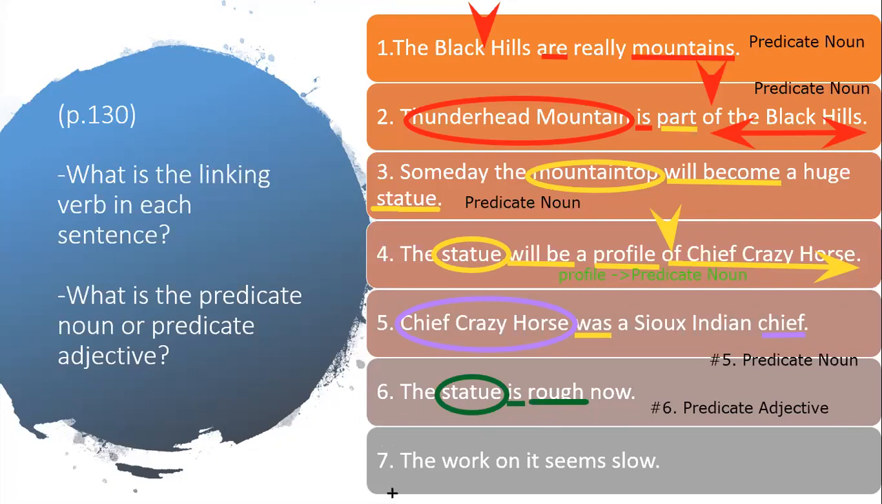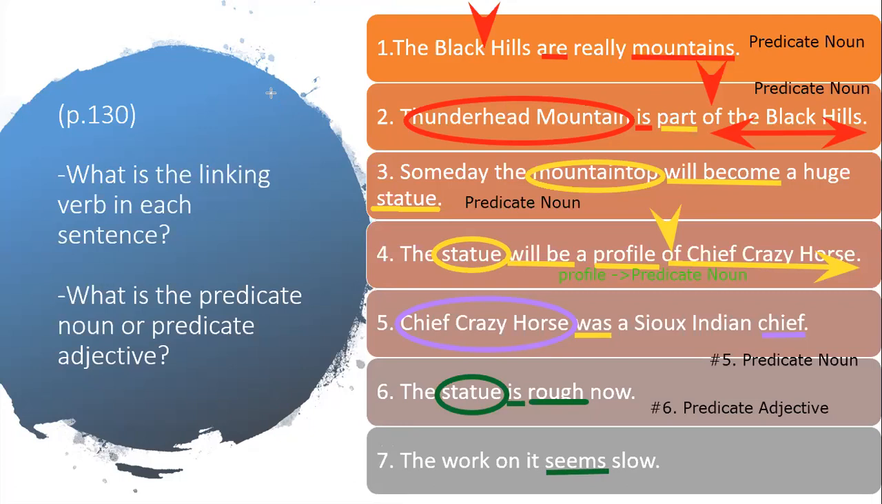If you cannot identify it, go to that list and look it up. Okay, here you go. You found it? Yep. You're right. Seems is the linking verb in this sentence. Now I want you to find the subject.